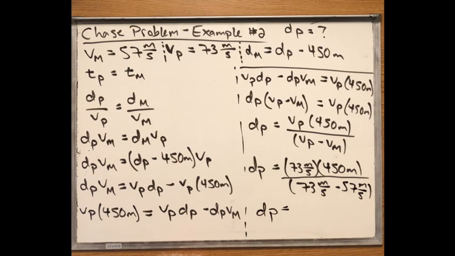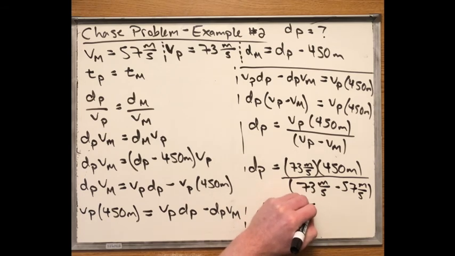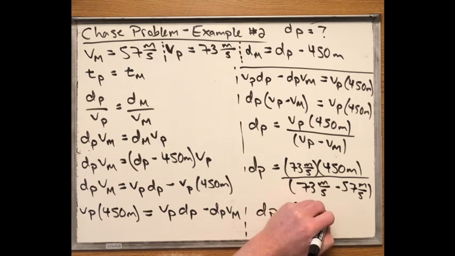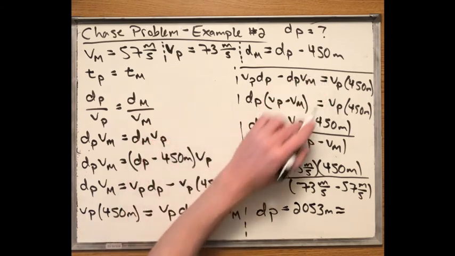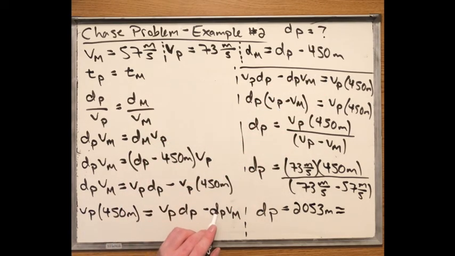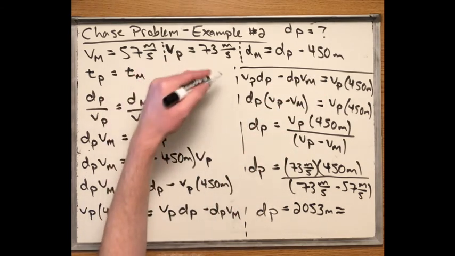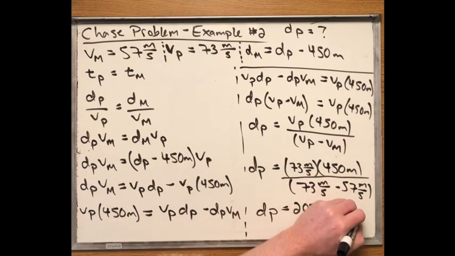And when you do that math, 73 times 450 over 73 minus 57, you get 2,053 meters, which, since the two speeds given and the distance given have two significant figures, we'll just call it 2,100 meters.